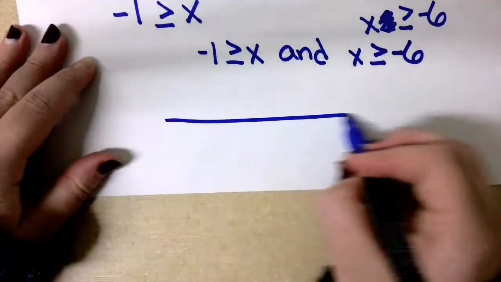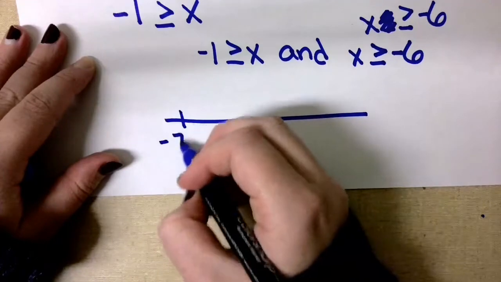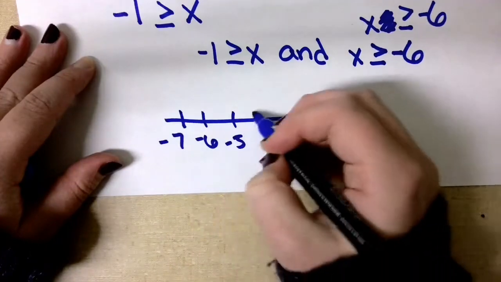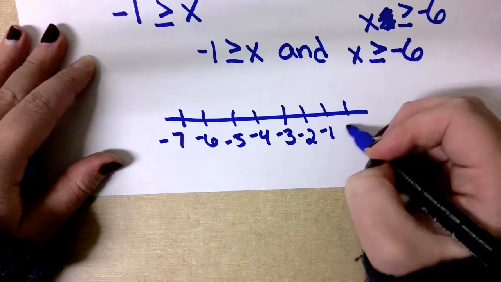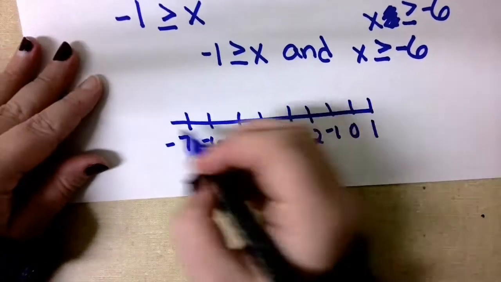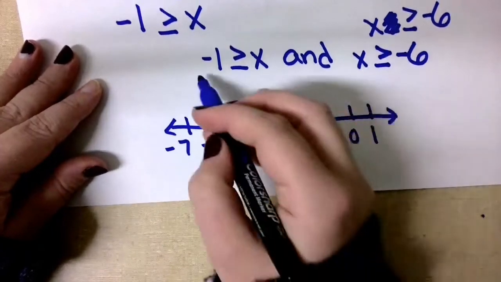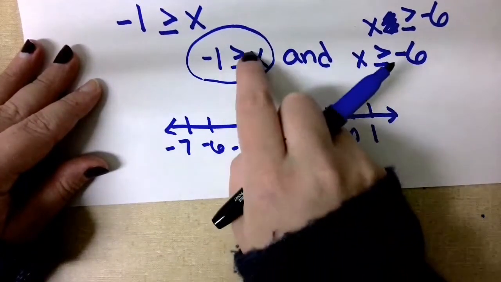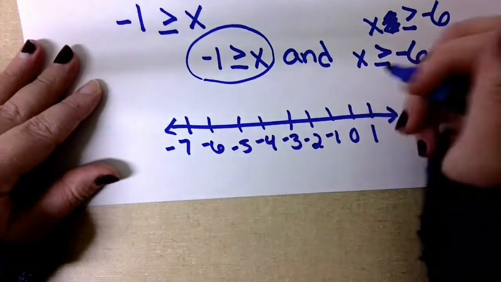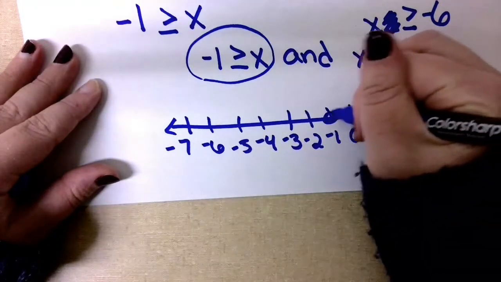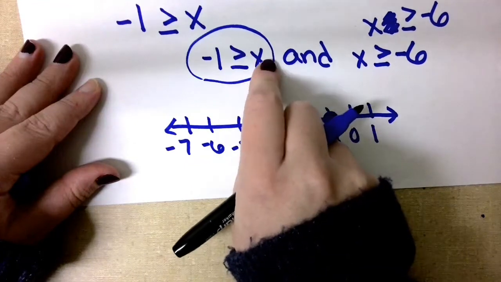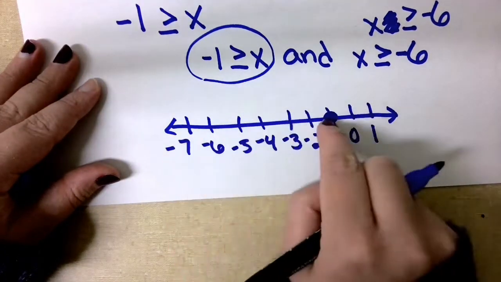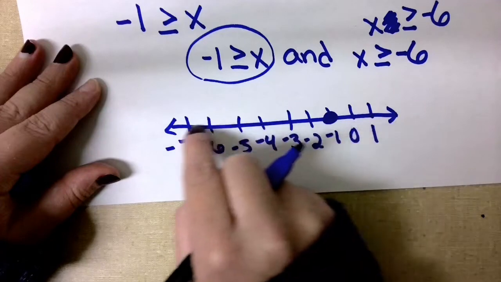You would do the graphing the same exact way. Negative 7, negative 6, negative 5. I'm going to graph this one in blue. So go to negative 1, and I'm putting a closed circle at negative 1. Negative 1 is greater than or equal to x, so all the numbers to my left are less than negative 1.